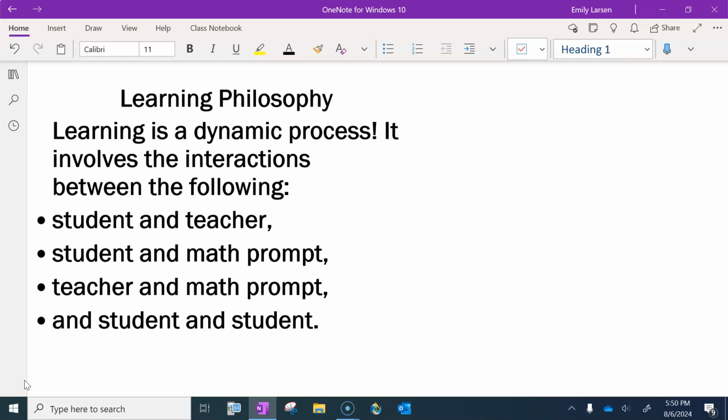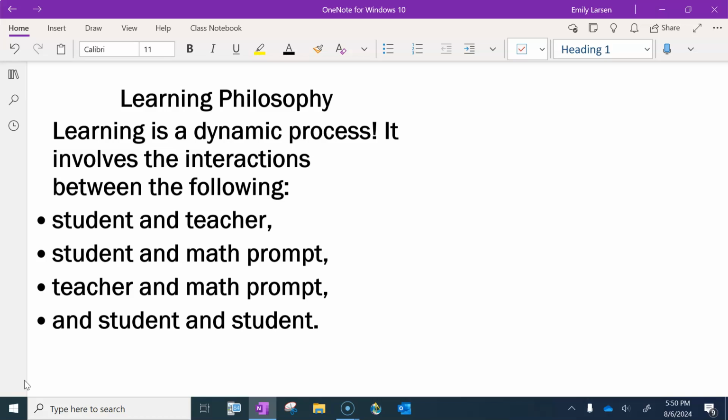First, I would like to talk about learning philosophy. I believe that learning is a dynamic process. It involves the interactions between the following. First, the traditional interaction, where student and teacher interact, whether in a big group or on the side, just student and teacher. This is where students are gaining information from the teacher, whether in a lesson, or the teacher is asking clarifying questions, or the student is asking questions to the teacher.